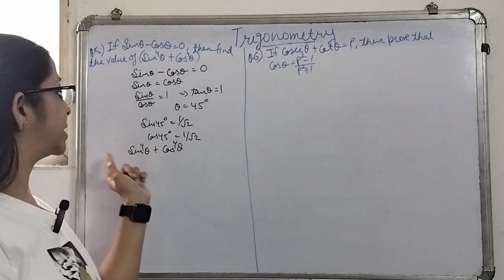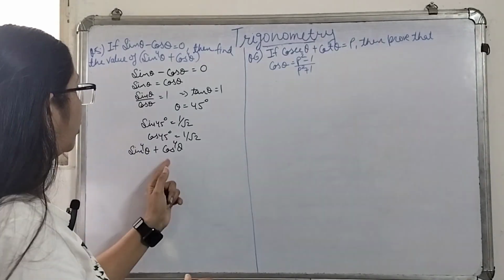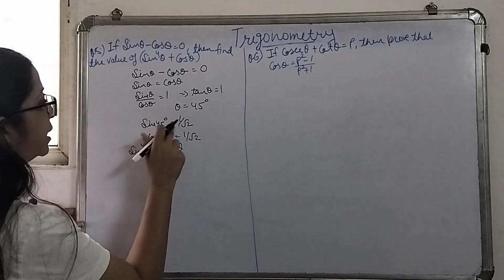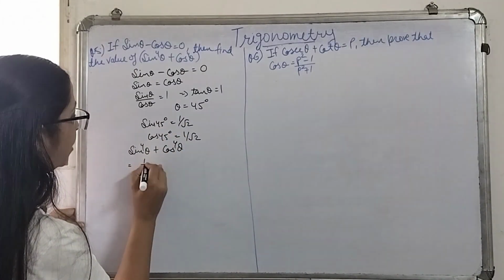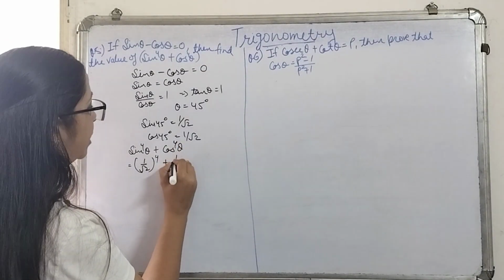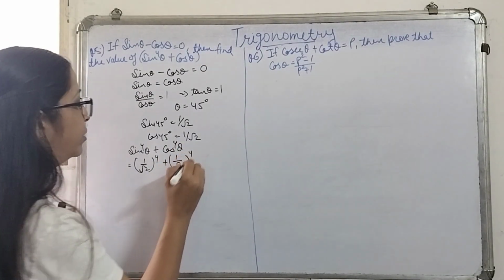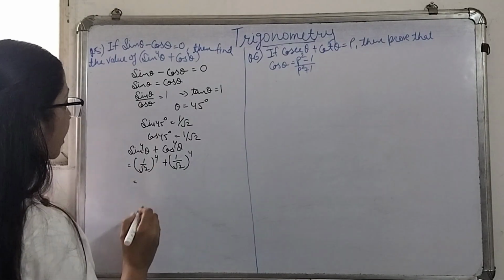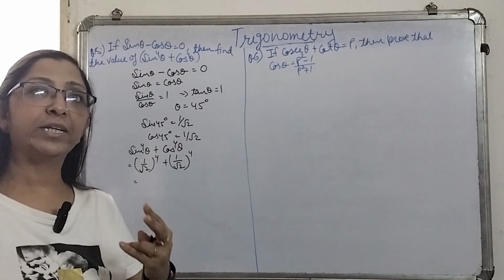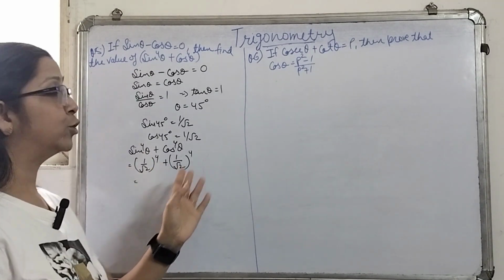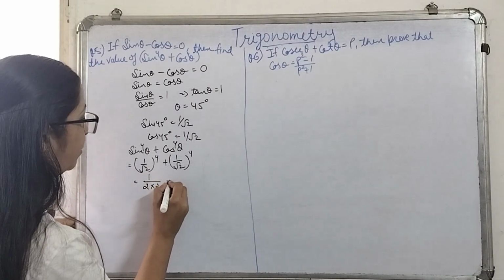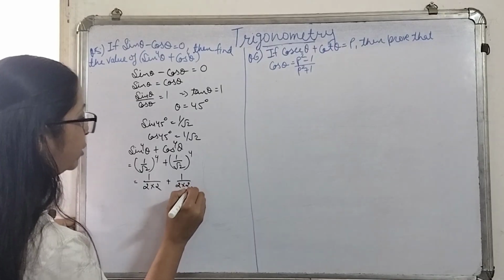Here sine 4 theta means sine theta whole raised to the power 4. Cos 4 theta means cos theta whole raised to the power 4. Now sine 4 theta, value of sine theta is 1 upon root 2. So it will be (1 upon root 2) whole raised to the power 4 plus cos 4 theta means (1 upon root 2) whole raised to the power 4. So root 2 into root 2 is 2. If we multiply root 2 four times we will get 1 upon 2 multiplied by 2 plus 1 upon 2 multiplied by 2.